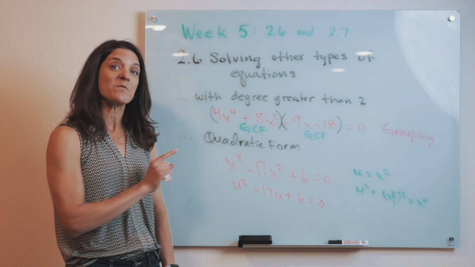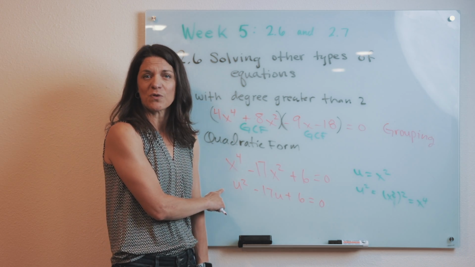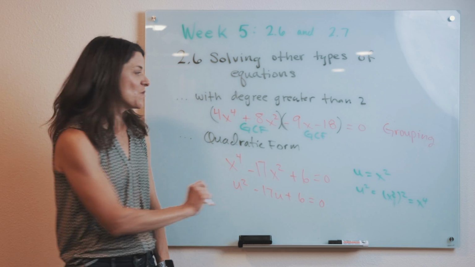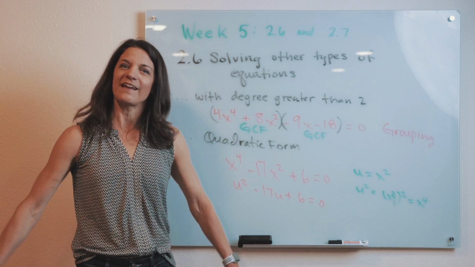Now, we want to remember for these, we want to solve for x and not u. So once we get to that point in the equation where we know what u equals, we go back, replace the u with x squared, solve for x, and we've got it.